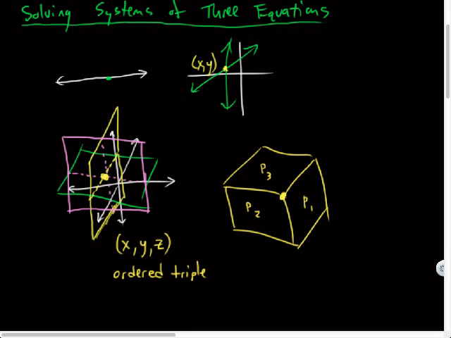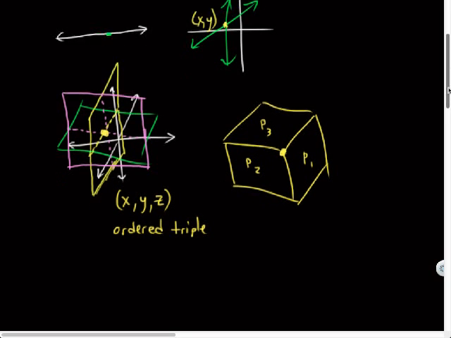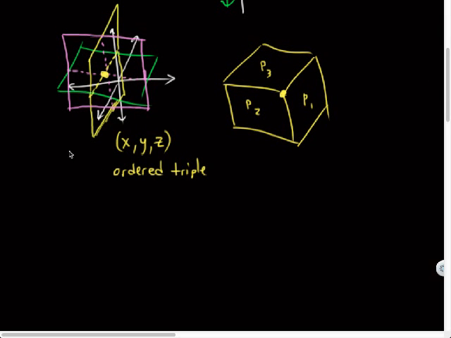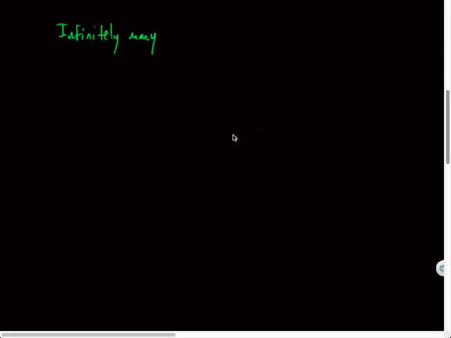So it's possible to have a unique solution occurring where there's just one. So this is unique. It's also possible to have infinitely many solutions. There's actually multiple ways it could occur, I suppose.